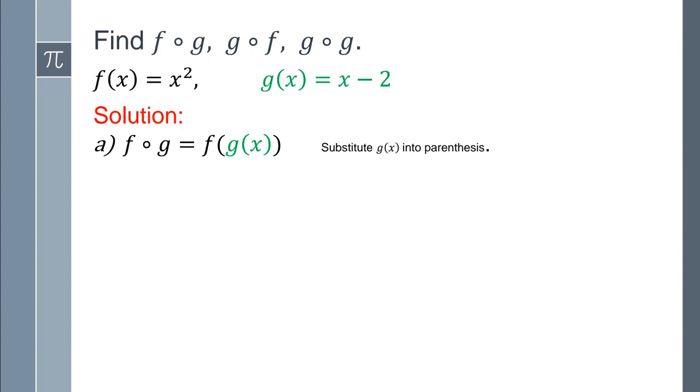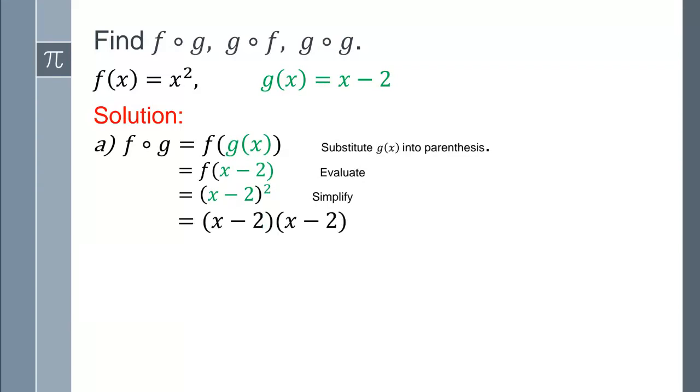I'll rewrite it. Okay. So everywhere I see x for the function x squared, I'm going to plug in this value, x minus 2. So we have x minus 2 squared. You would do FOIL, because what this means, x minus 2 squared is x minus 2 times x minus 2. When I do that, I get x squared minus 2x plus 4. We combine the like terms, and we're going to get x squared minus 4x plus 4.